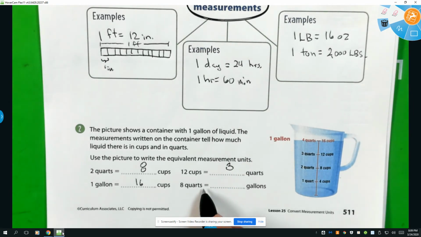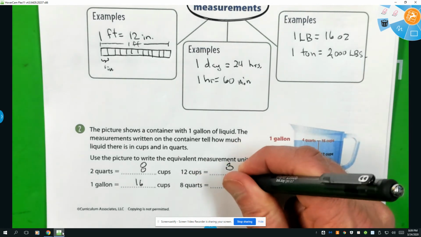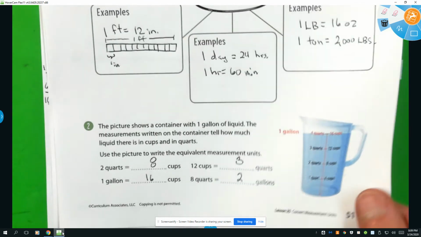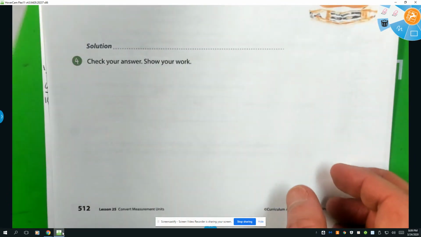Pause this as you need. 8 quarts, 2 gallons. Okay, flipping this page for you. Just stick with us. All right.